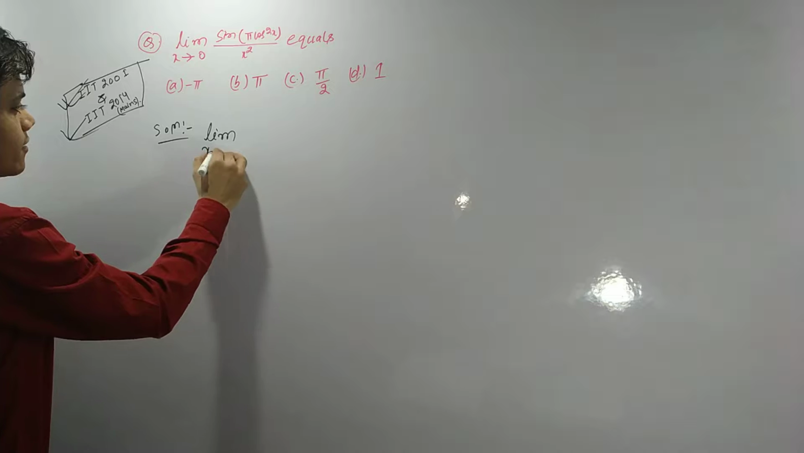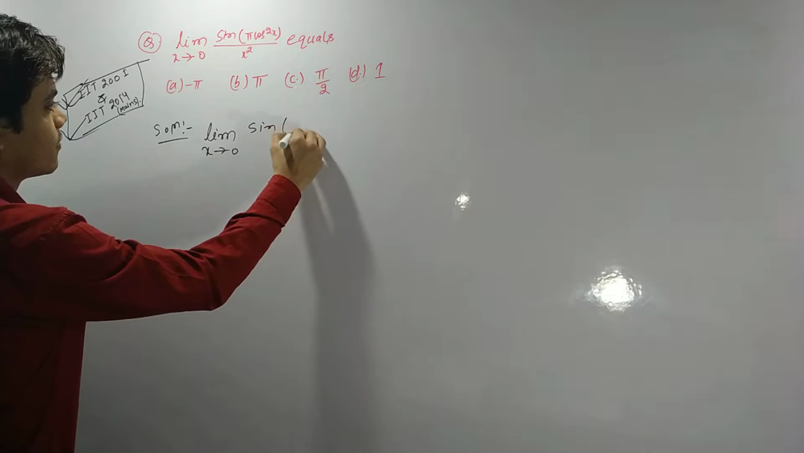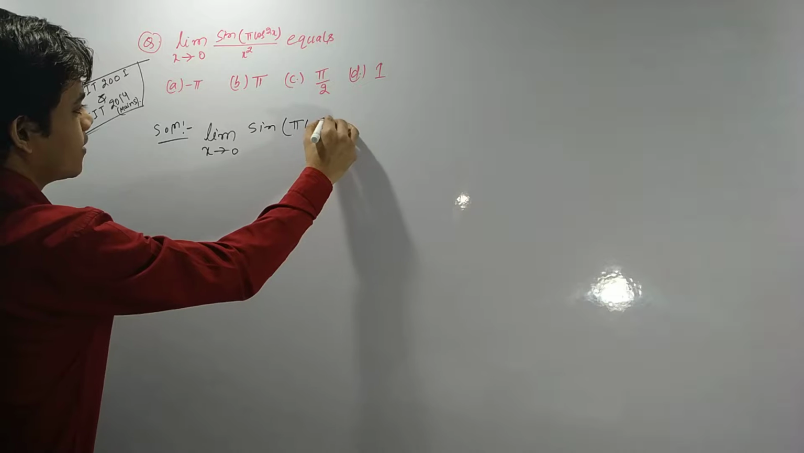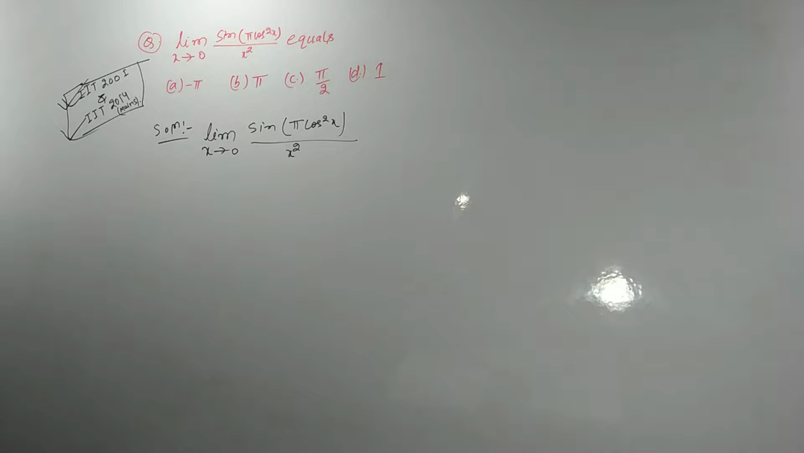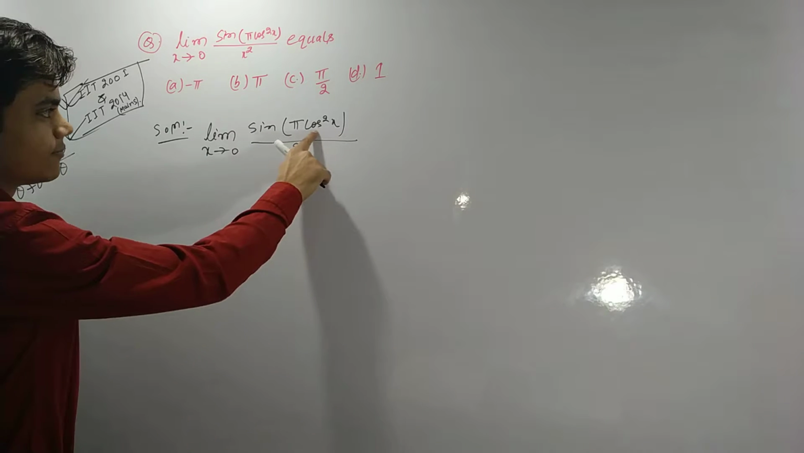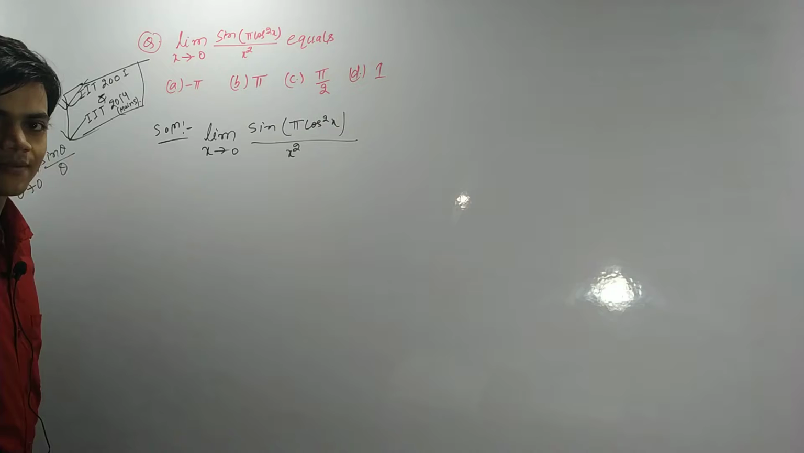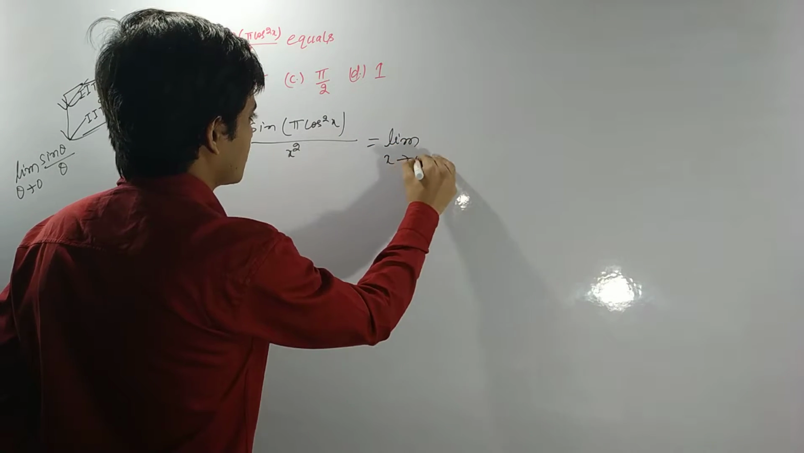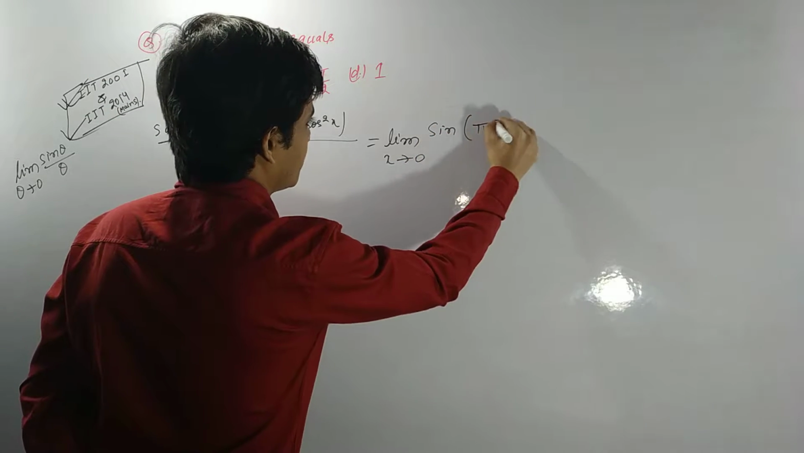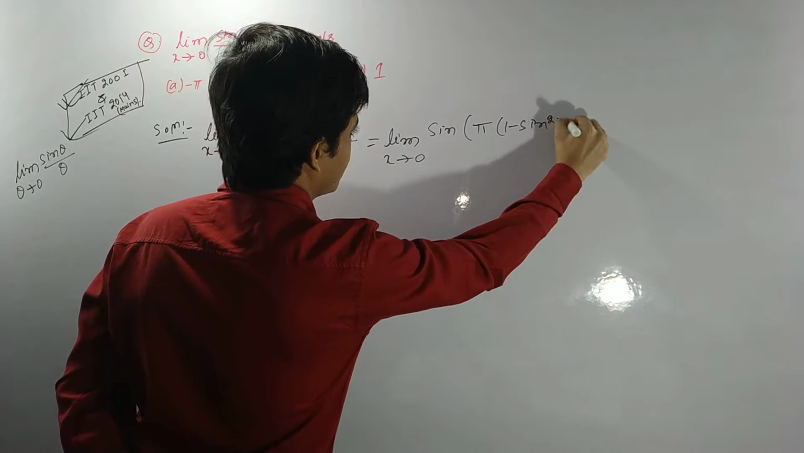What the question is saying: limit x tends to 0 of sine of pi cos square x upon x square. So we know this formula, limit theta tends to 0 sine theta upon theta. Here is something cos square x. So I am doing one thing here: limit x tends to 0 sine of pi into 1 minus sine square x. Can I write this?